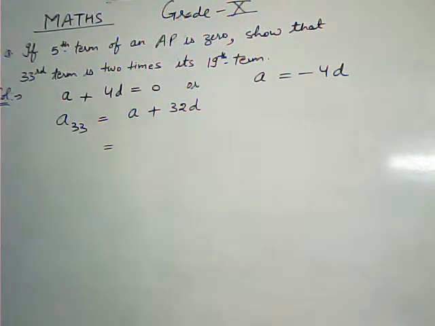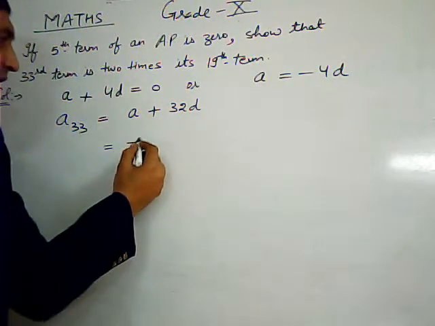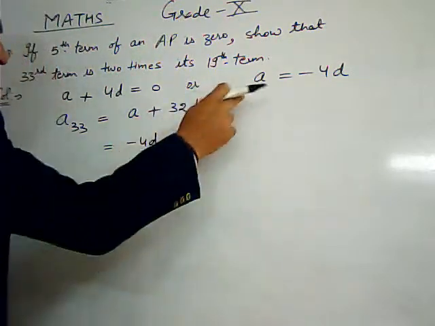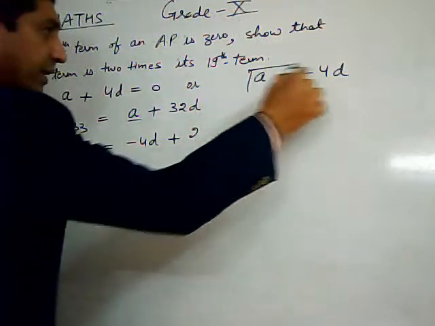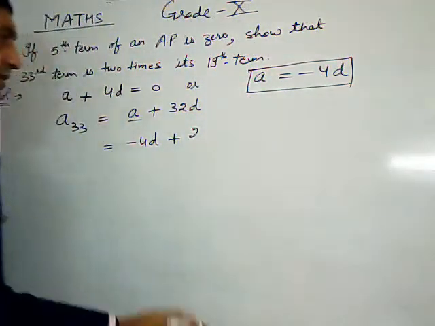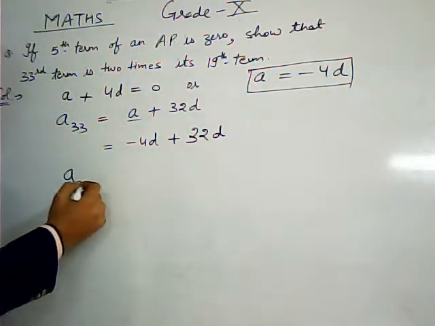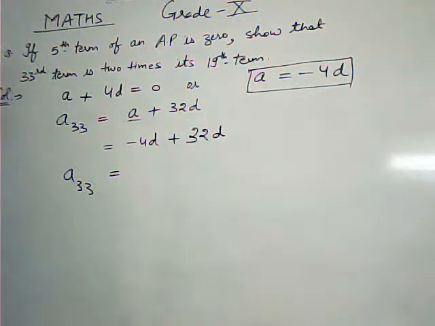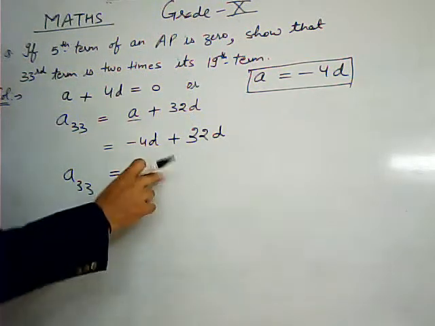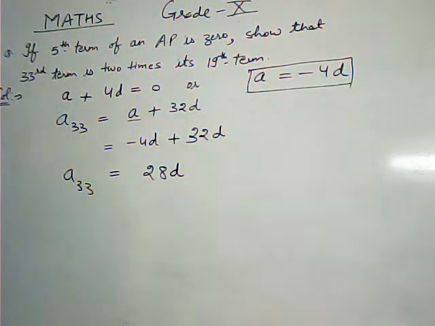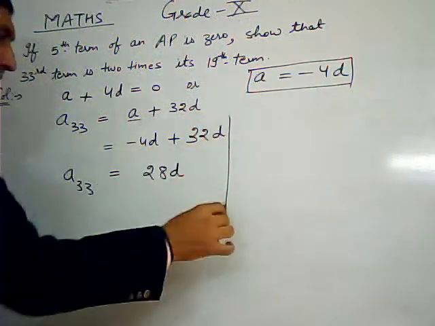So here what is A? A is minus 4D. We are substituting this value of A, minus 4D plus 32D, so A33 is equal to 28D. We want 2 times the 19th term.